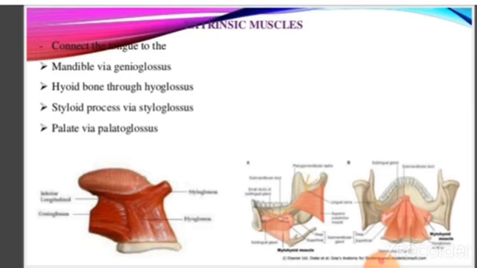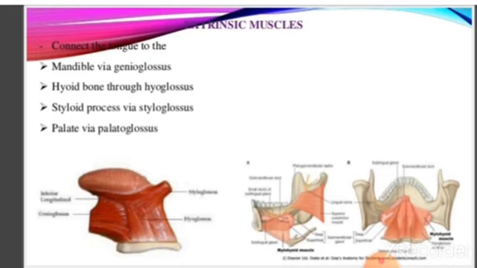Genioglossus connects the tongue to the mandible, and the hyoid bone through hyoglossus. The muscle hyoglossus connects the tongue to the hyoid bone. Then the styloid process via the styloglossus. Through styloglossus, it connects the tongue to the styloid process, and the palate via the palatoglossus.